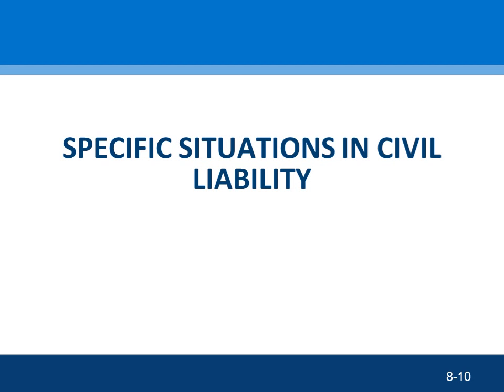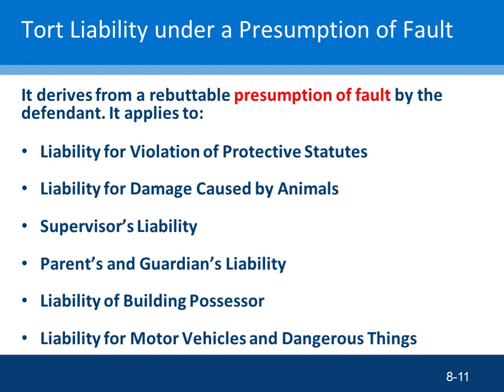Let's see now some specific cases, specific situations in civil liability. Some types of torts are under a presumption of fault. What does it mean? As a general rule, if I sue you, I have to prove that I'm right, I have to prove that you are wrong. However, in these different situations, under a presumption of fault, the rule is the opposite. I sue you, I don't have to prove anything, you have to prove that you were right, you have to prove that you were not wrong.